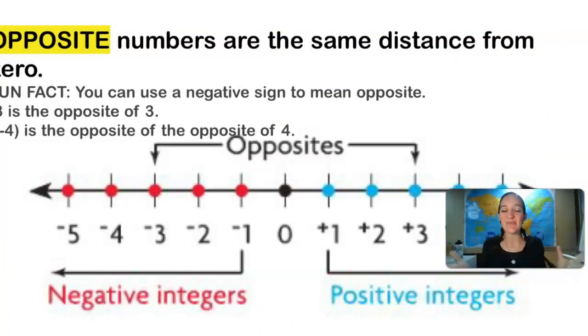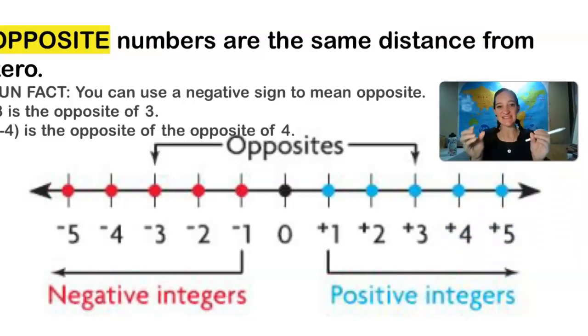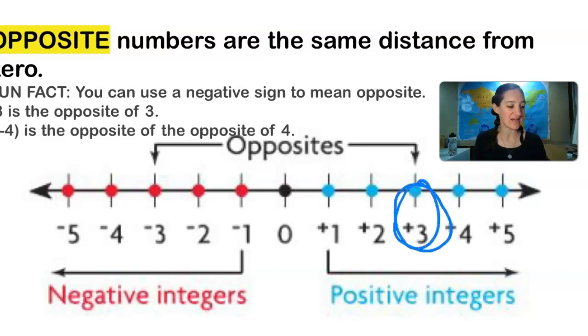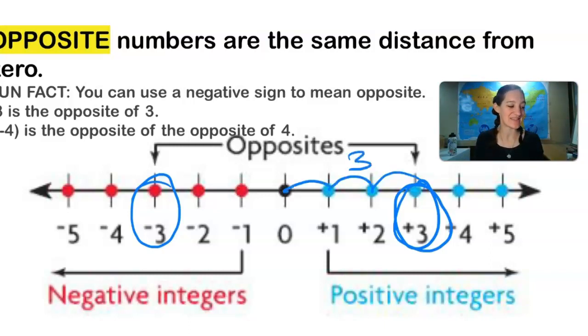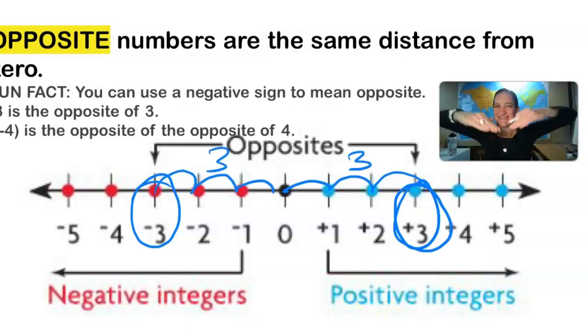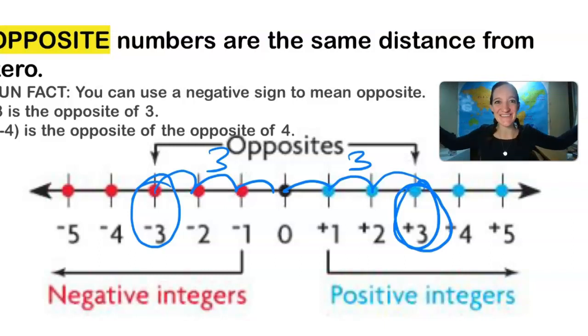I've already used the word opposite a lot, so let's be really specific about what an opposite number is. An opposite number is the same distance from 0 as its opposite. So here we have a number line, and we can see that +3 and -3 are opposites because, here's the definition, they are the same distance from 0. So they're exactly the same, but they're completely opposite because they're on opposite sides of 0. So that is what opposites are.